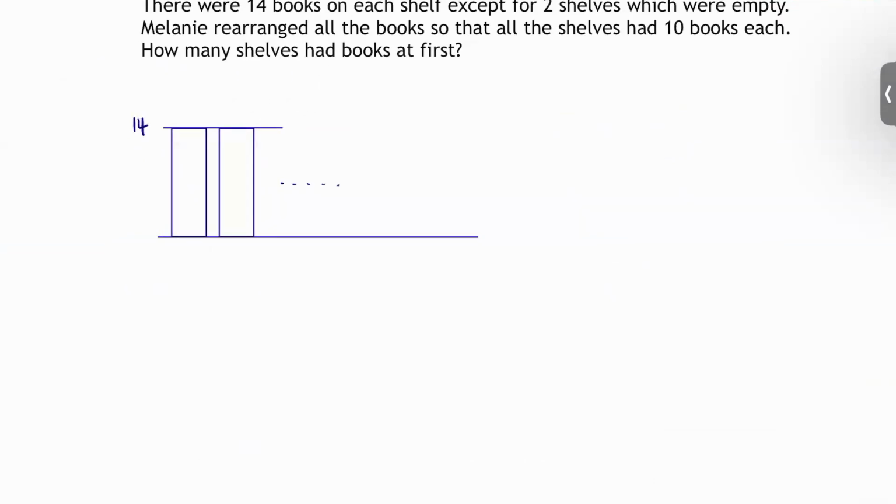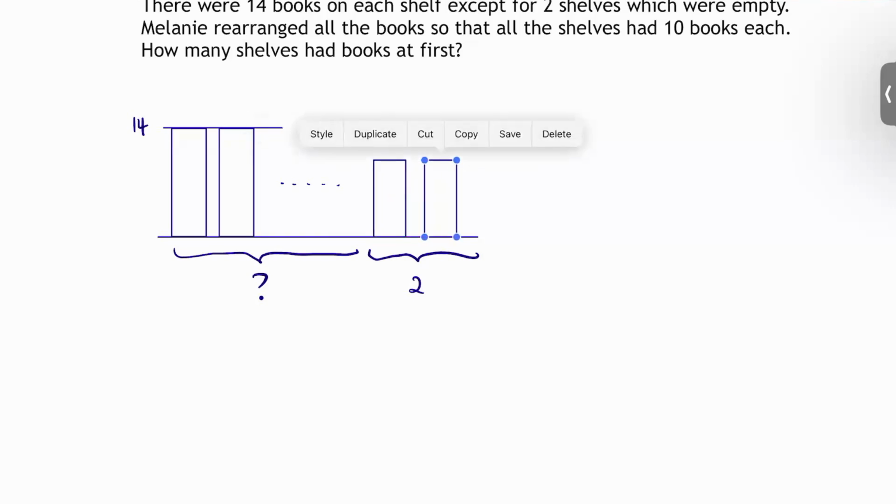And I don't know how many there are. So this is a question mark. And there are 2 shelves that are empty. Right here, I should have 2 empty shelves. Melanie rearranged all the books so that all the shelves had 10 books each, meaning I'm going to have 10 books over here and another 10 over here. 10 books each. So this will be up to 10.